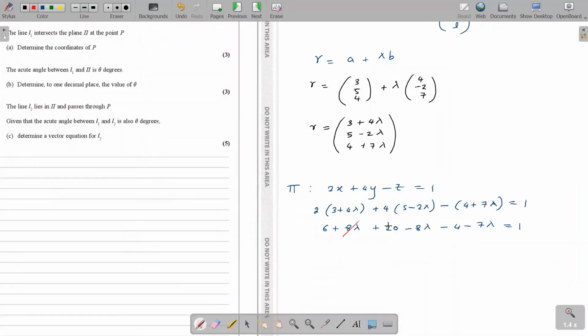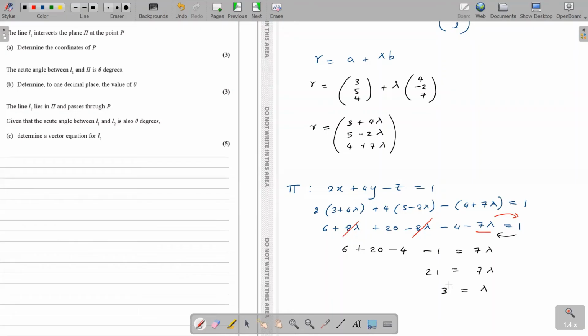The plus 8 lambda and minus 8 lambda cancel. Minus 7 lambda, shall I take it over here? 6 plus 20 minus 4. The plus 1, I'll bring it here as minus 1. On the other side, I get 7 lambda. How much is 6 plus 20 minus 4 minus 1? It is 21, equals 7 lambda, which gives me lambda is 21 divided by 7, 3. So the lambda value is 3.